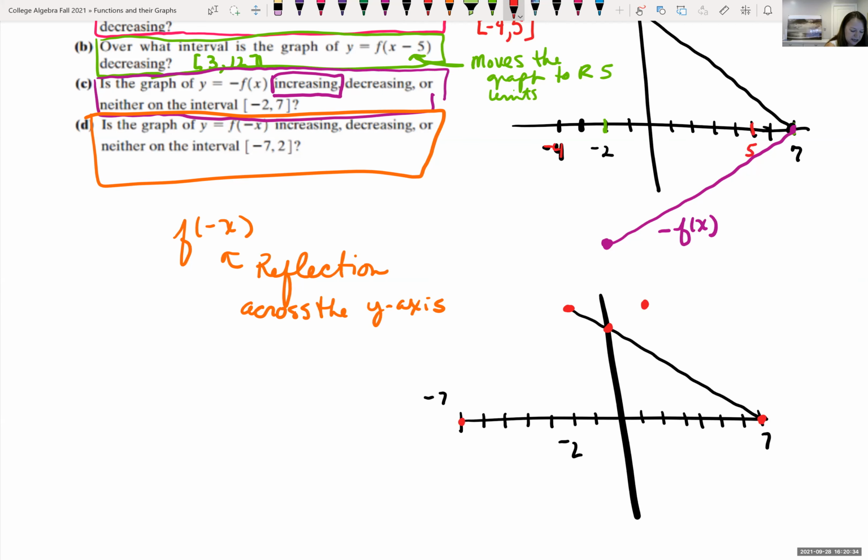And so looking at that, this here would be my negative f of x. And so looking at it from -7, 2, my graph is increasing. Let me see if there's any questions.